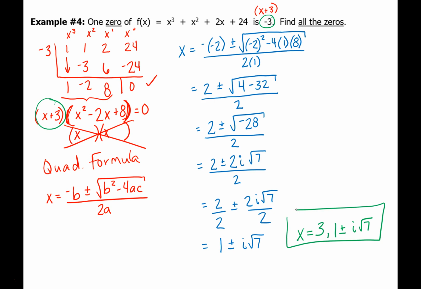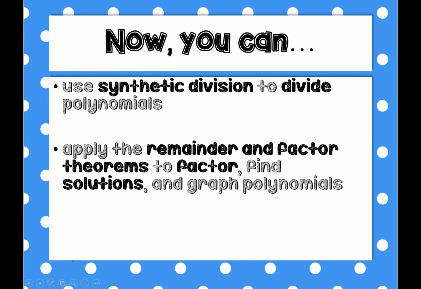That was a little more work because I had to use quadratic formula. Always try to factor your depressed polynomial first, but if you can't, remember you've already also got quadratic formula in your back pocket. So you are now able to use synthetic division to divide polynomials. And then once you've done that division, you can use the remainder and factor theorems to factor polynomials, to find solutions, and to even do rough sketches of the graphs. Go ahead and try those now, you try problems now.